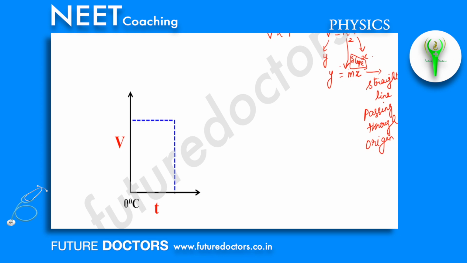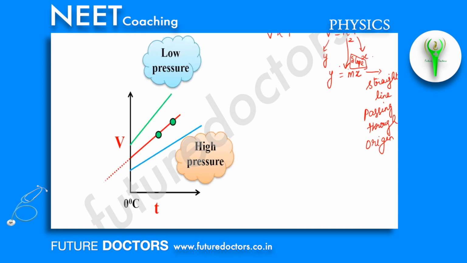So now we are plotting volume against temperature. When you increase the temperature, volume also increases. This graph is for different pressures: this is at one particular pressure, this is another particular pressure. But here it is not passing through the origin.